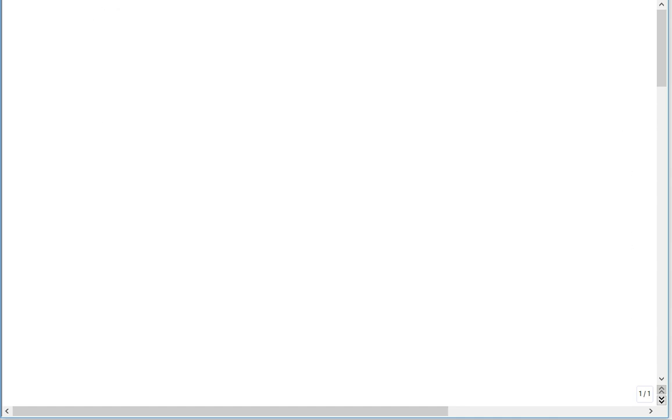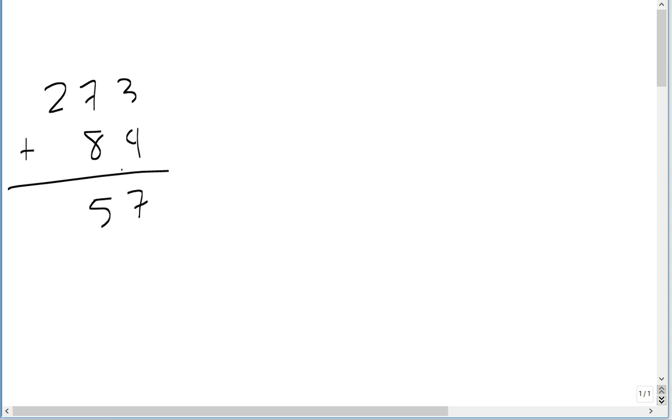However, we can also use this to explain something like 273 plus 84, where you say 3 plus 4 is 7, 7 plus 8 is 15, carry the 1, the 3. A lot of people say that, you know, carry the 1. But that's kind of deceptive because it's not really a 1. What's really going on here?